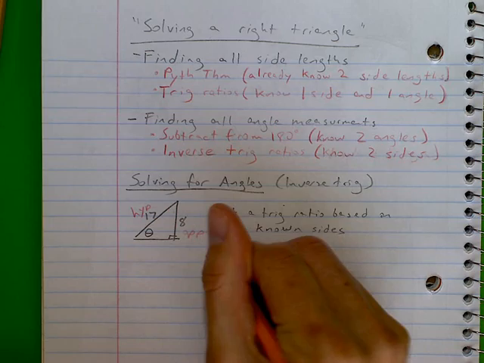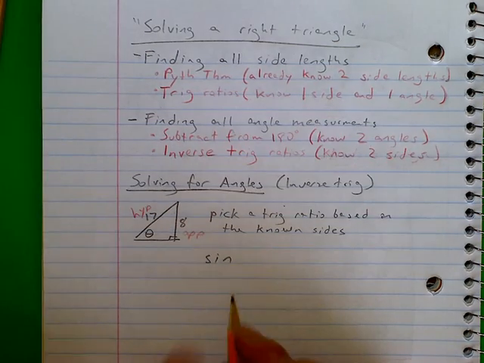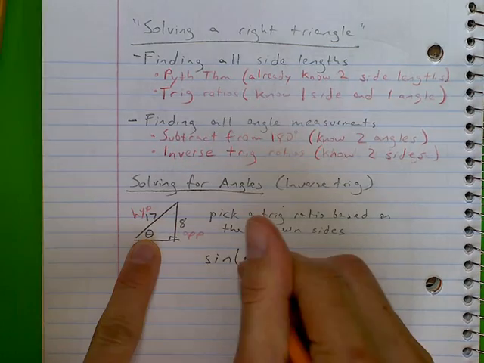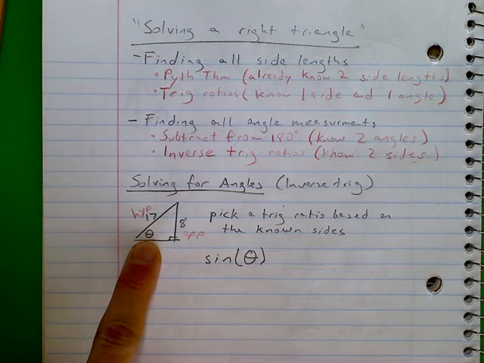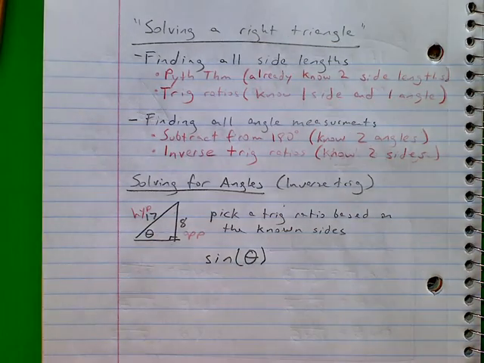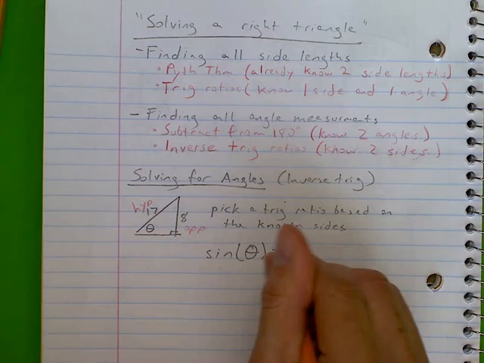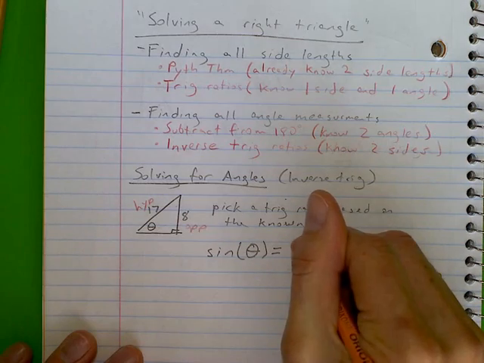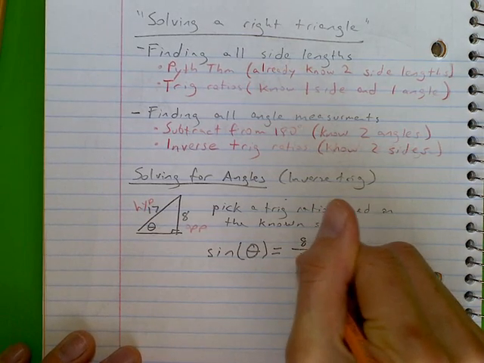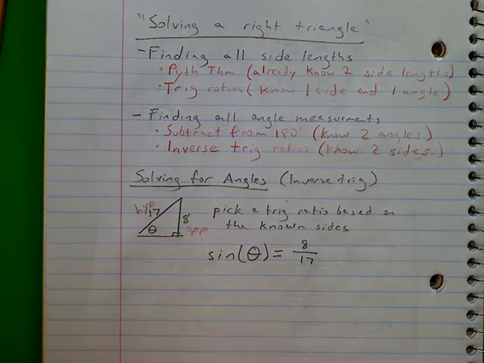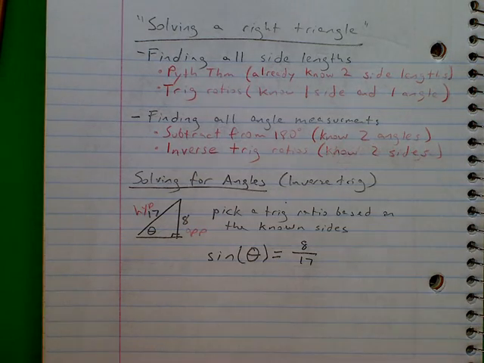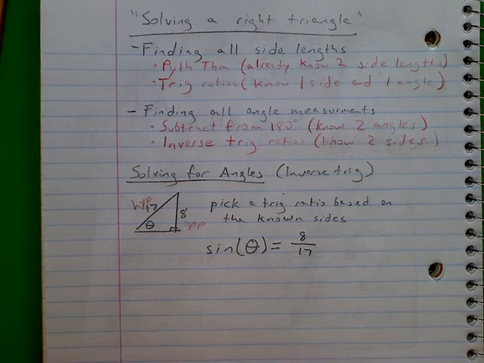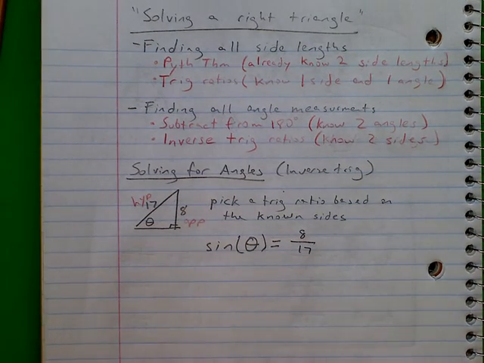So let's start by setting up just the normal sine equation. Sine, and then what goes in the parentheses? The angle, which is theta. We don't have a value for the angle. What we do have are the values of the opposite side and the hypotenuse: 8 and 17. And for those of you who've done this recently, you probably remember automatically what to do. But let's make sure we know why.